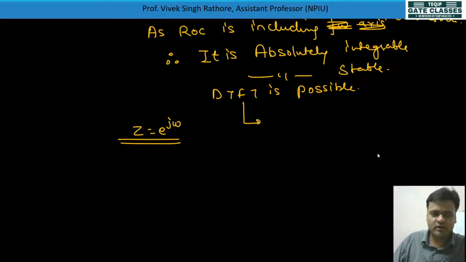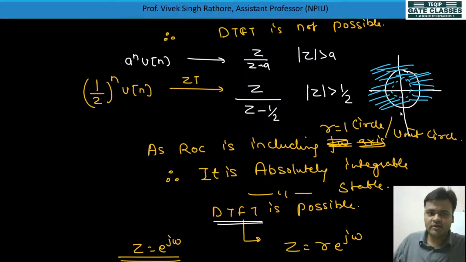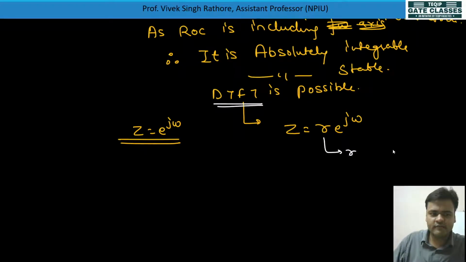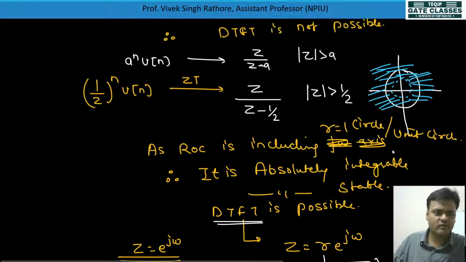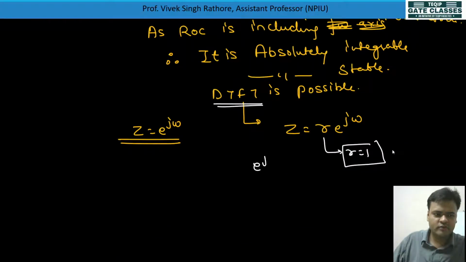DTFT is a condition. Earlier z equal to r e^(j omega) was there, but when is DTFT possible? When the r equal to one circle is included. Only then is DTFT possible. So DTFT is a particular case of the more generalized transform, the Z transform. So we take r equal to 1 whenever we need to take DTFT. Here r equal to 1 is kept, so z equals e^(j omega), and you can directly put the value: e^(j omega) divided by e^(j omega) minus half.